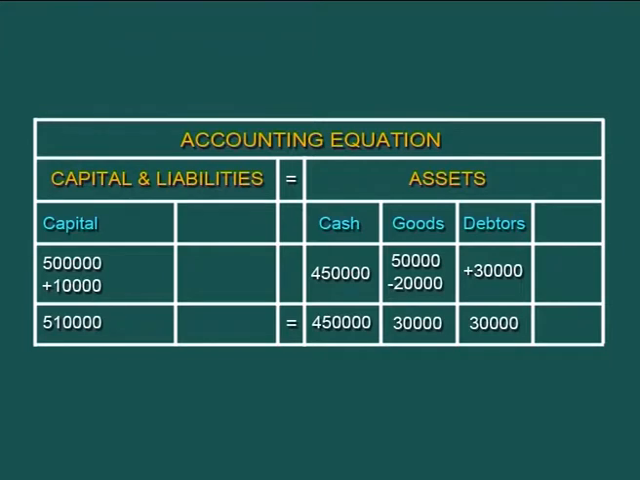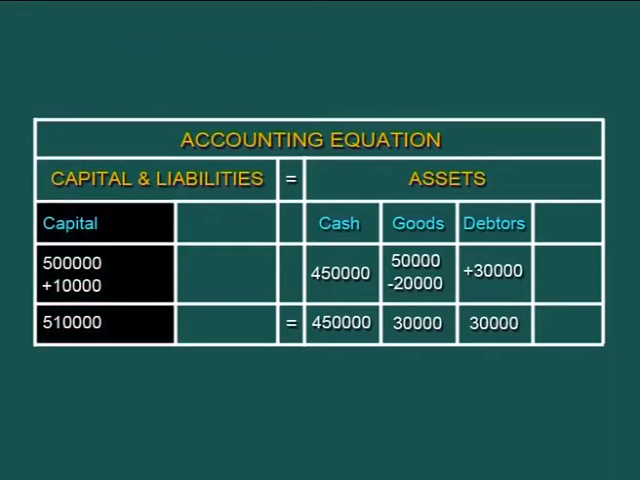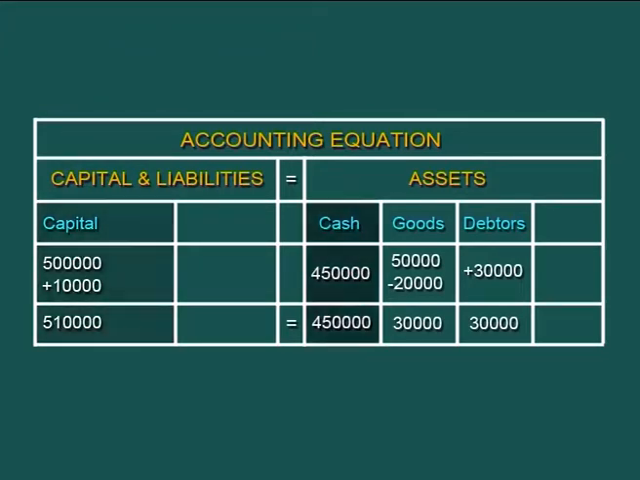So, our final equation will show capital of 5 lakh 10,000 rupees, cash of 4 lakh 50,000 rupees, goods of rupees 30,000 and debtors of rupees 30,000. So, both the sides are equal now. 5 lakh 10,000 of capital is equal to cash 4 lakh 50,000, goods 30,000 and debtors 30,000. So, the equation is balanced.